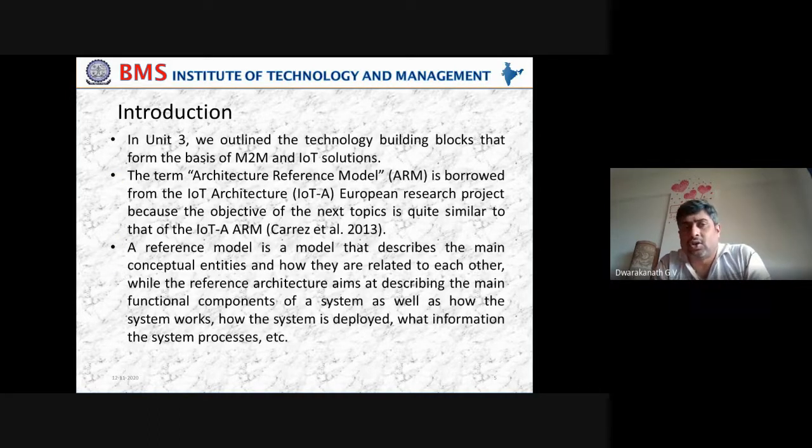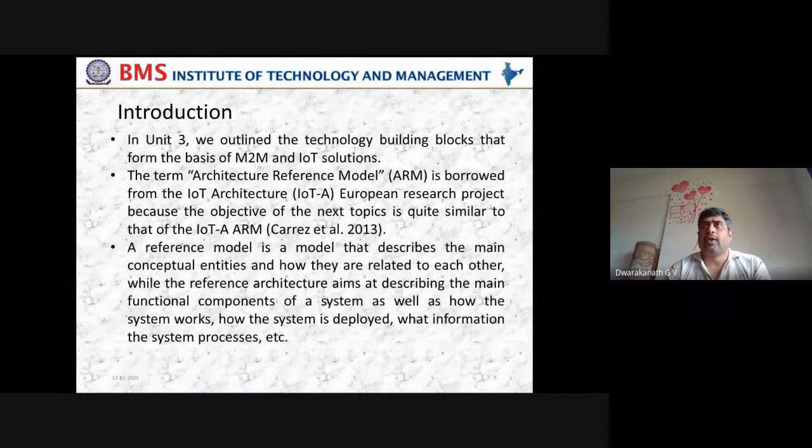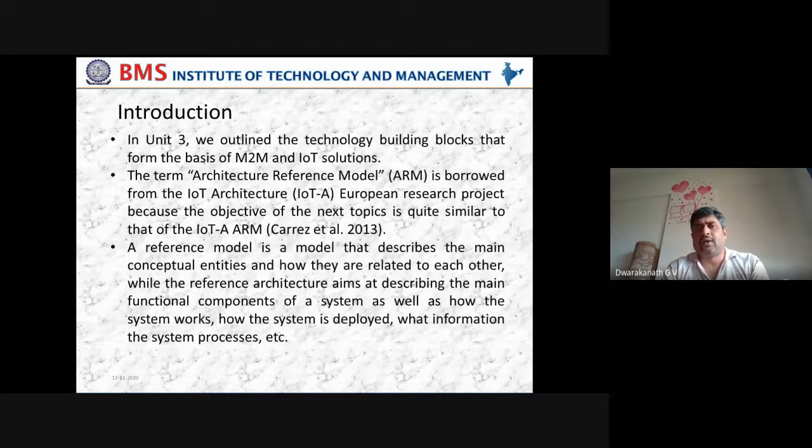Coming to the introduction part, in Unit 3 we outlined the technology building blocks that form the basics of M2M and IoT solutions. We have discussed all about the technology and we are thorough with it. Now we know what the device is, what the gateways are, what the network is, how data management will be done, what the tools are for that, the different analytics, and cloud computing. We know all these technological concepts now.